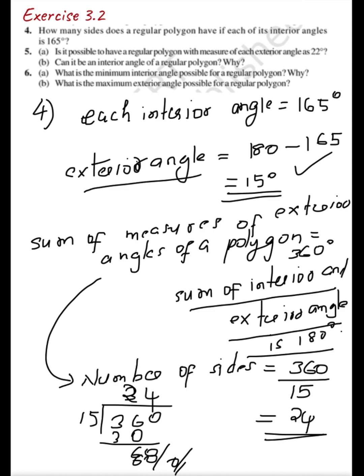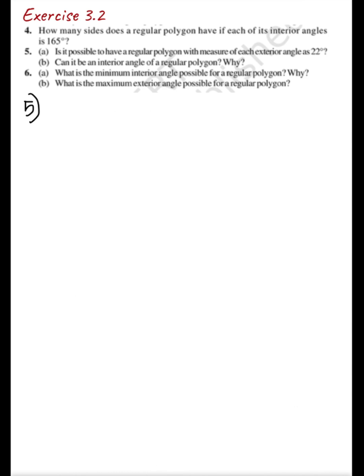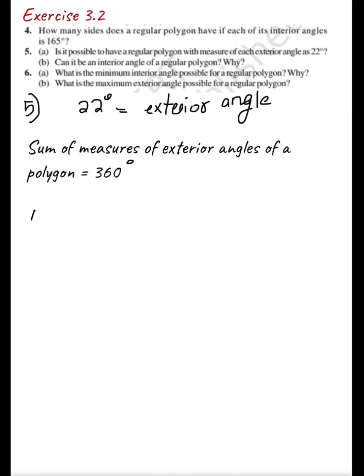Now let's see the fifth question. Is it possible to have a regular polygon with measure of each exterior angle as 22 degree? Okay, possible to get exterior angle as 22 degree. You have to find it for a regular polygon. So you know that the sum of measure of exterior angles of a polygon is equal to what? 360 degree. Okay, you know one thing. What is that? Number of sides.